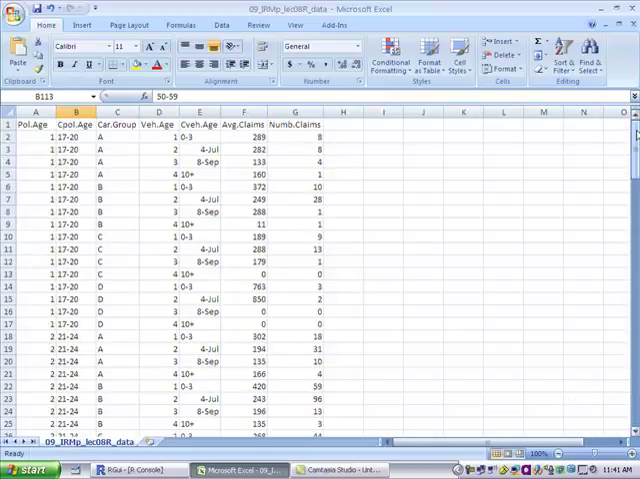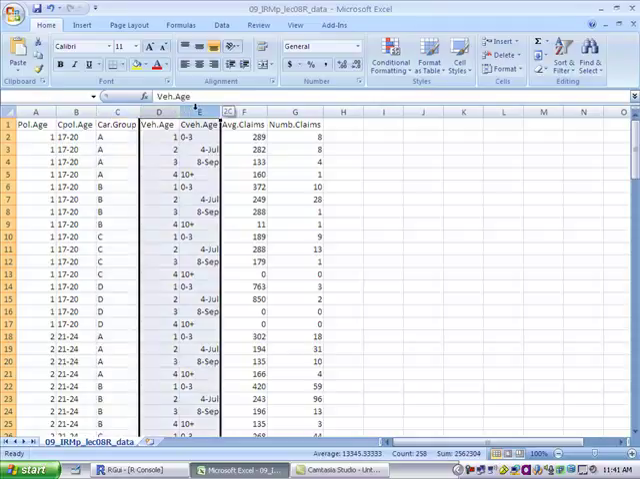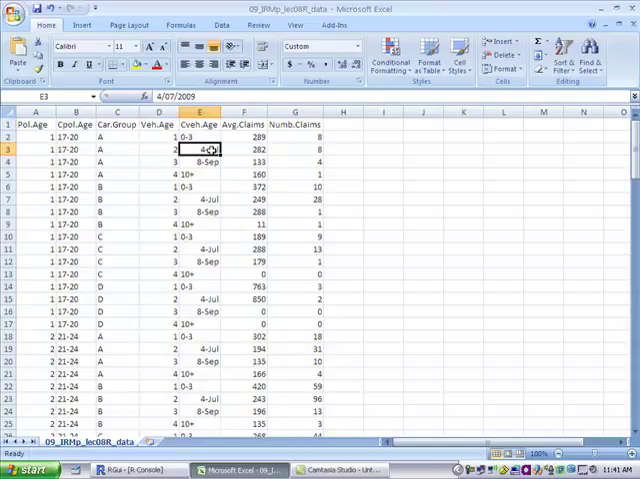Then the second factor is the car type, and here you have 4 different ones: A, B, C, and D. And the third is the age of the vehicle. You have 4 categories: 0 to 3 years, 4 to 7 years, 8 to 9 years, and 10 and plus years. In the same way as we have done for the first factor, we have numbered these categories 1 to 4.